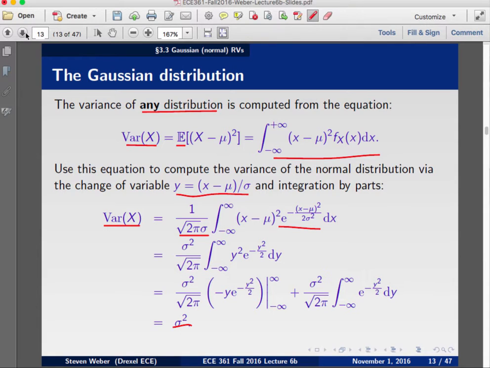Okay, so now we know that when we say that x is normal with parameters mu and sigma, mu corresponds to the mean and sigma corresponds to the standard deviation. Equivalently, sigma squared is the variance of that distribution.